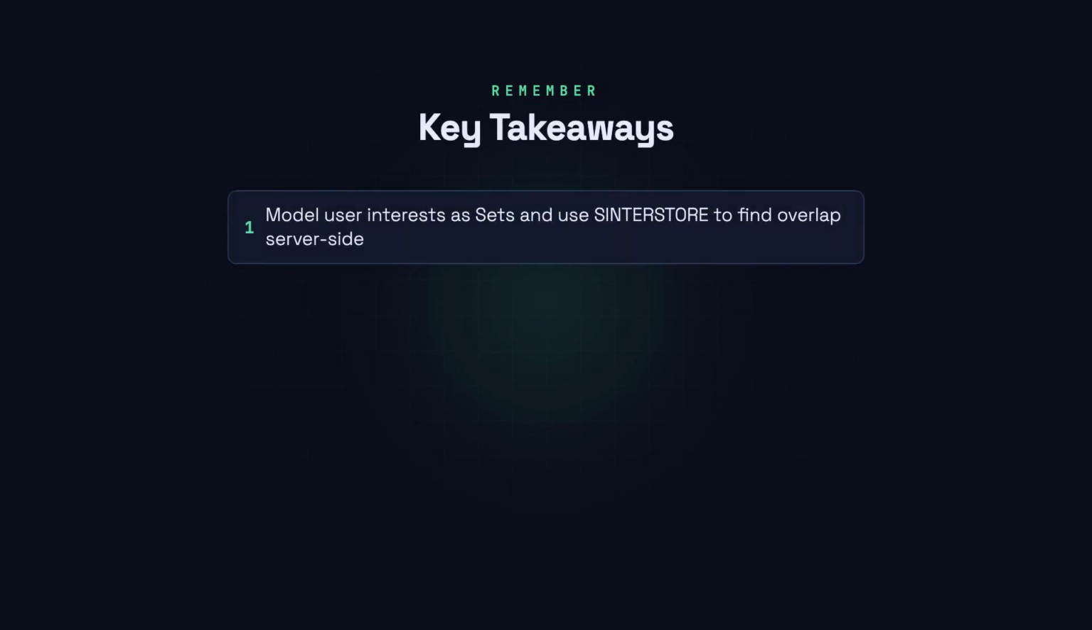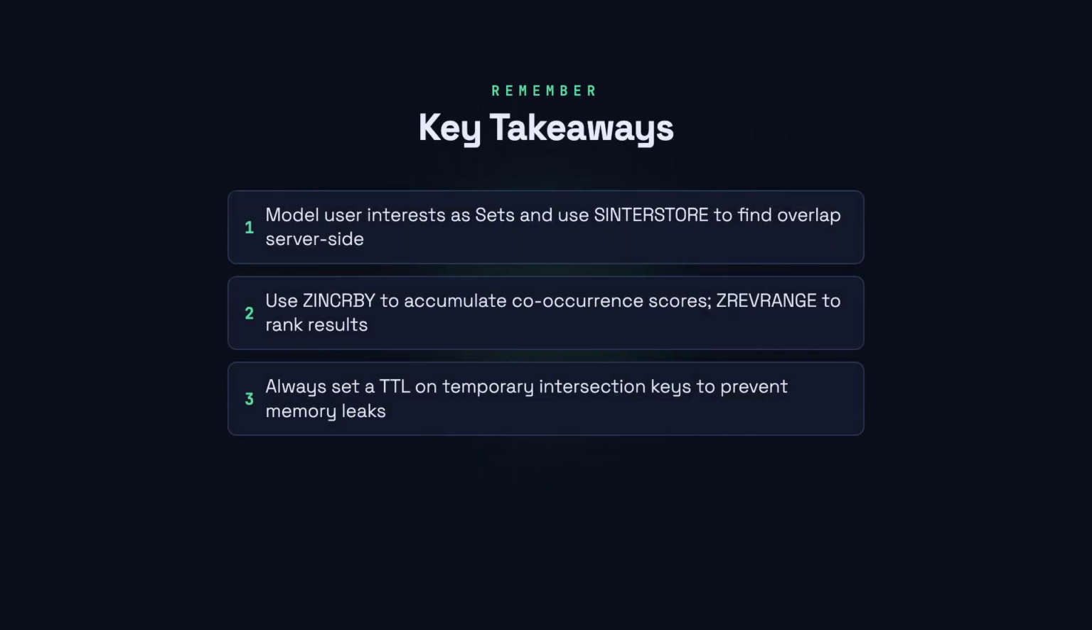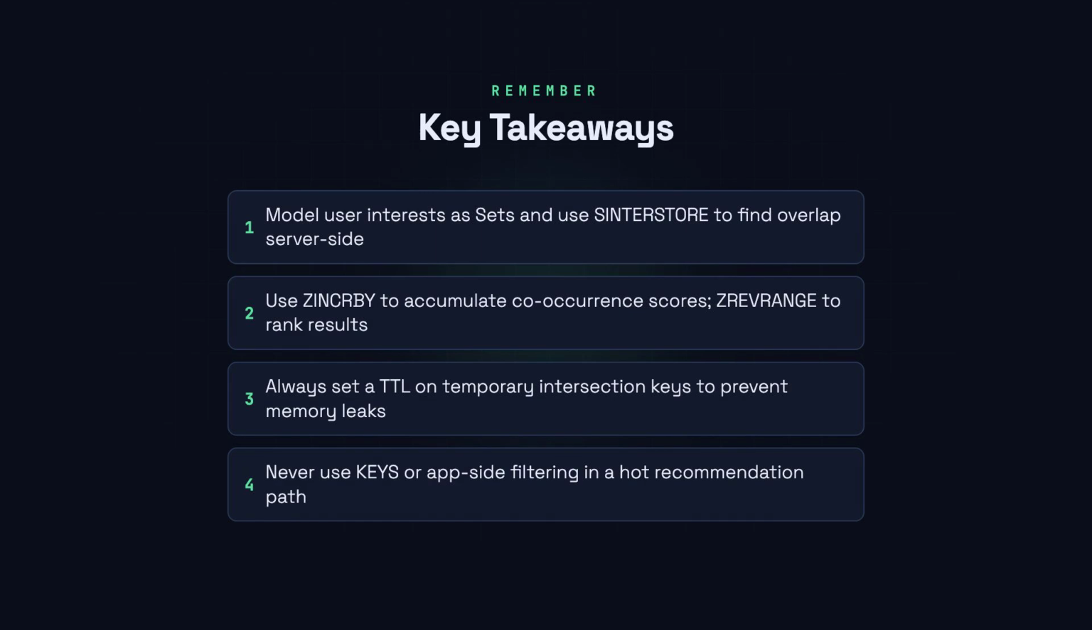Redis turns recommendation logic into a handful of native commands. Keep the heavy lifting on the server with set intersection and sorted set scoring, expire your temp keys, and avoid KEYS scans, and you'll have sub-millisecond recommendations at any scale.